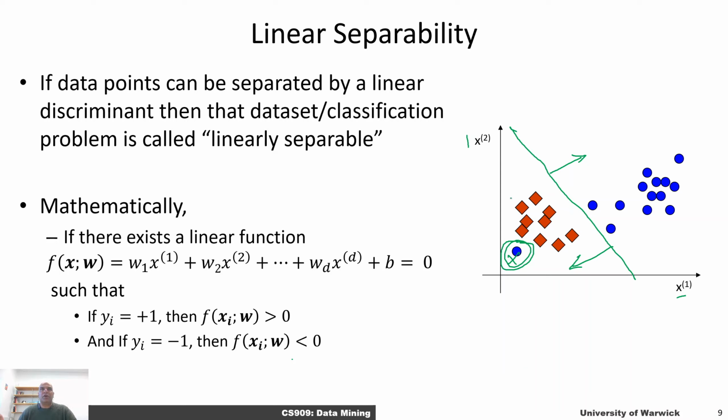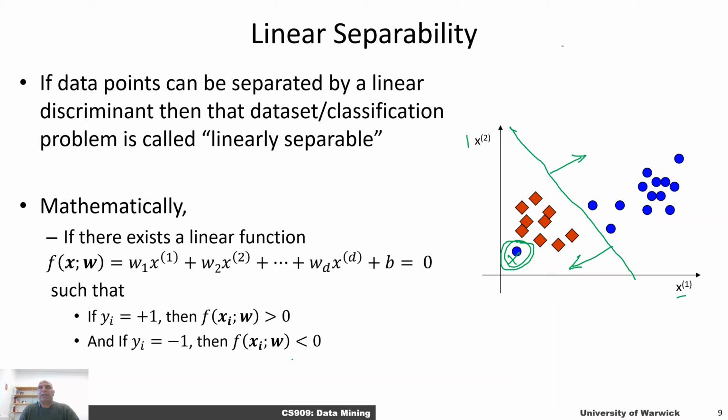So the definition of linear separability is the following. If data points in a given data set can be separated by a linear discriminant, then that data set or classification problem is called linearly separable. Now we are going to define it in a bit more mathematical manner.